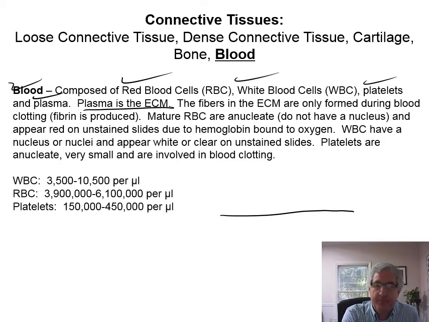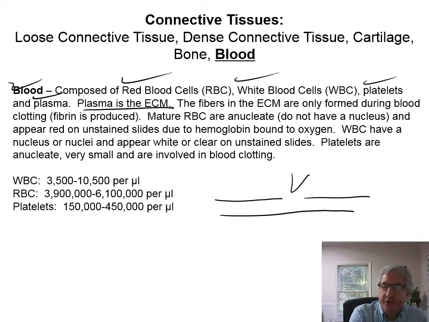So let's say you jabbed a sharp knife into a blood vessel here. You start leaking blood out. Platelets come and start sticking here, and then the blood clotting factors come and make this meshwork across it. Fibers are produced that, with the platelets, plug the hole. So the fibers in the extracellular matrix are not present unless blood clotting is going on.